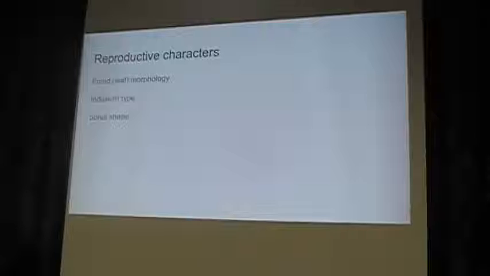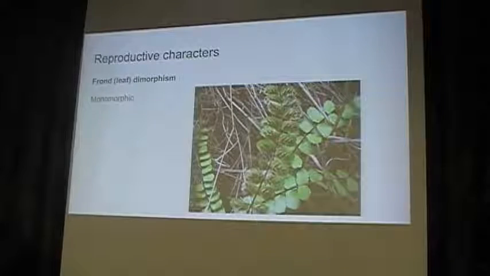For these, the plants do have to be reproductive. They do have to be making spores. But if they are, we can use these characters, and they're really helpful. The first is whether the leaves are dimorphic, whether they have two forms. So whether the fertile leaves and the sterile leaves look the same or look different. If fertile leaves and sterile leaves look different from each other, they're dimorphic. If they look the same, they're monomorphic.